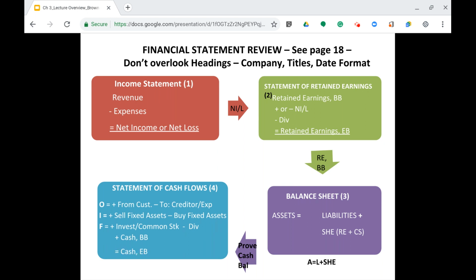Again, watch the Cengage videos. Make sure you have a good understanding of financial statements, as this is the primary result of doing accounting.